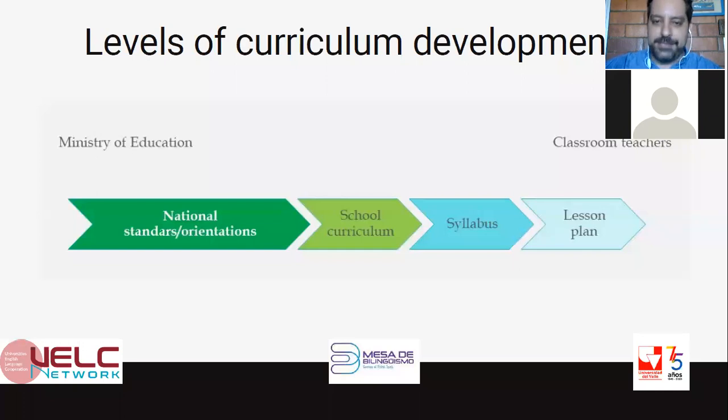Who designs this? The schools should design this curriculum. It should not be imposed or transferred from the ministry or any other official institution. So all the teachers should participate. All the teachers should be familiar with it, okay? Although, unfortunately, in many schools, we know that that's not always the case. Then we have the syllabus.